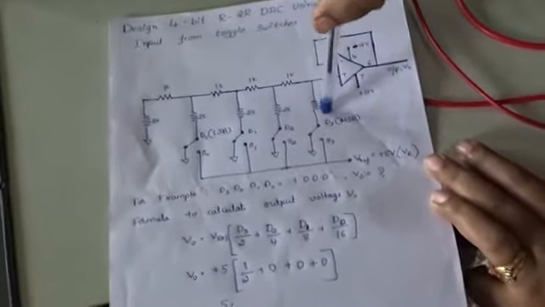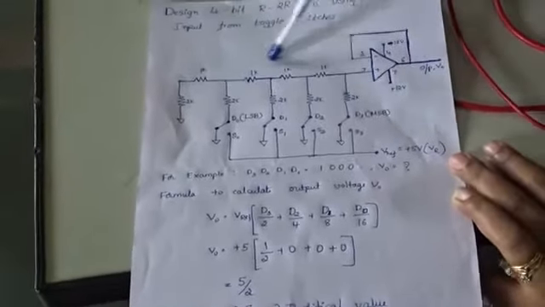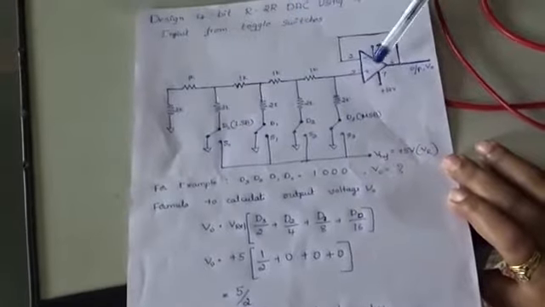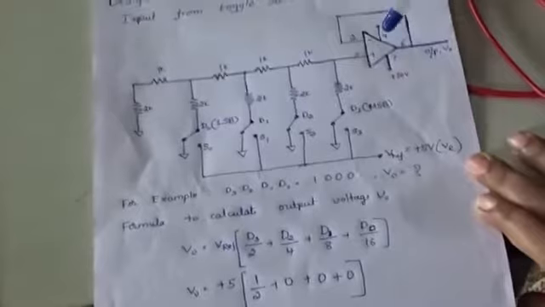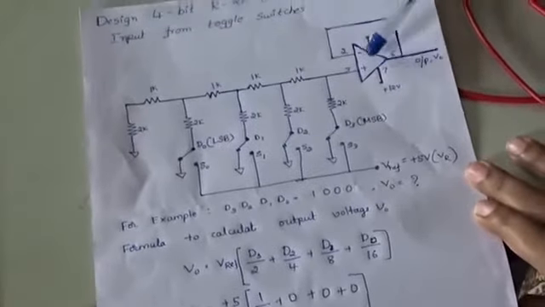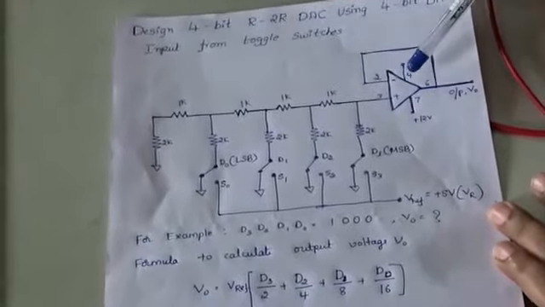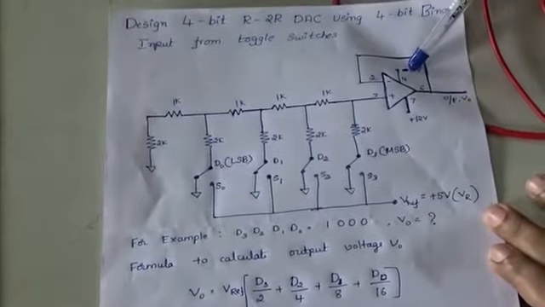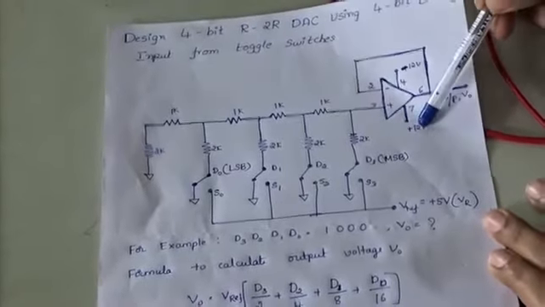So it is a 4-bit DAC, 4 binary inputs we are providing, and the output of your R-2R ladder network is given to your operational amplifier. Here we will be making use of 741 op-amp. The 741 op-amp is an 8-pin IC. Out of 8 pins, the 4th pin is connected to the minus VCC, that is minus 12 volt, and the 7th pin is connected to the plus 12 volt.